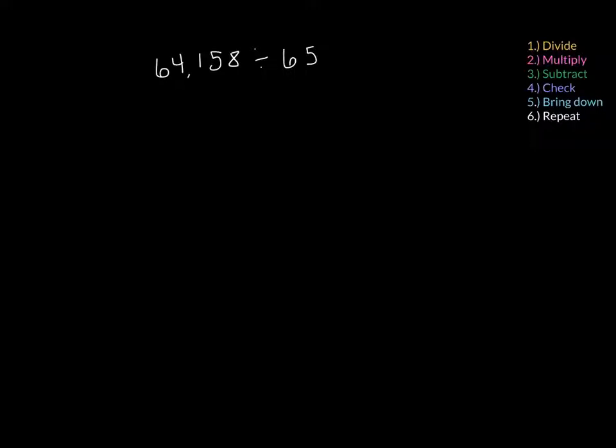Okay, another example here. Our dividend this time is 64,158, and we are dividing it by 65. So we start by dividing, and we have a 2-digit divisor again, but 64 is smaller than 65. So we need to go to 3 digits in our dividend. And since 65 almost goes into 64 but not quite, let's try a 9.